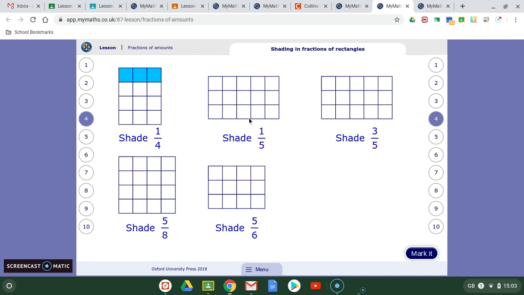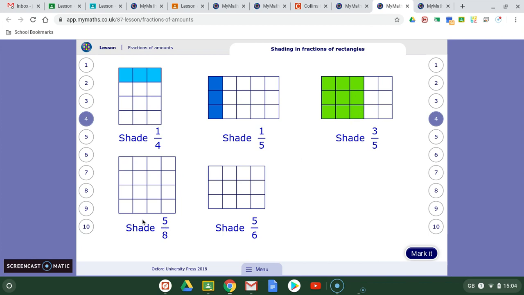Have a look at this. 1/5. So we need 1 row shaded out of those 5 rows. So 1, 2, 3. There we go. 1 column is shaded out of those 5 columns, and that's 1/5. There are 15 squares there, and 1/5 of 15 is 3. So that's why we've shaded three squares there. Shade 3/5. If 1/5 there was 3, 2/5 would be another one, and 3/5 would be a third column.